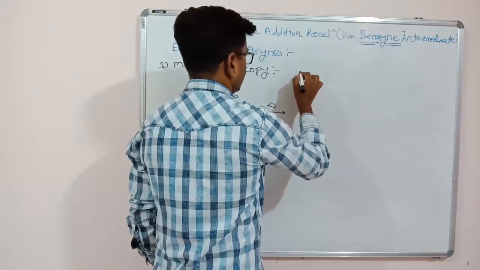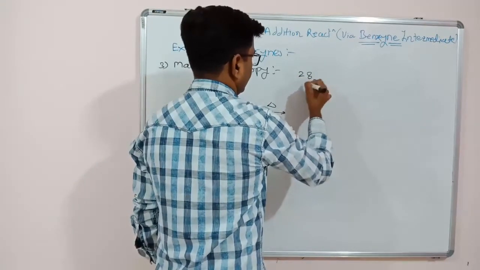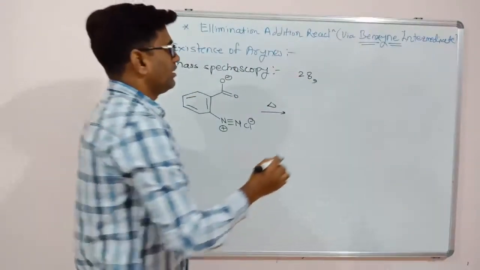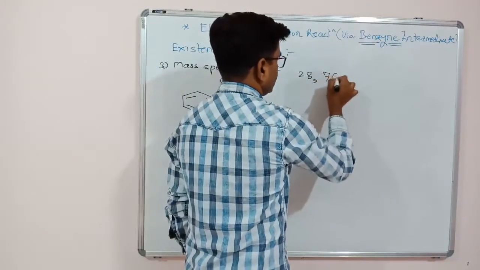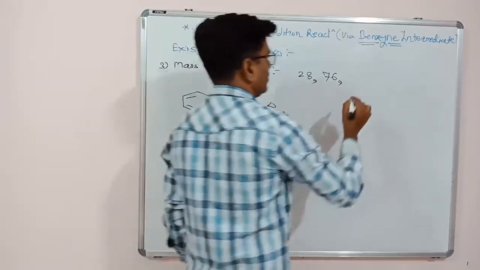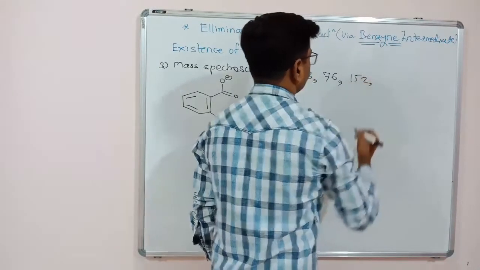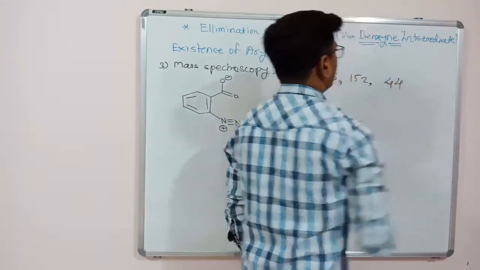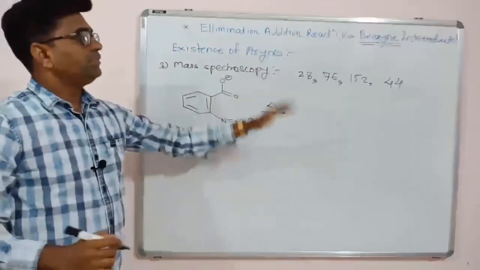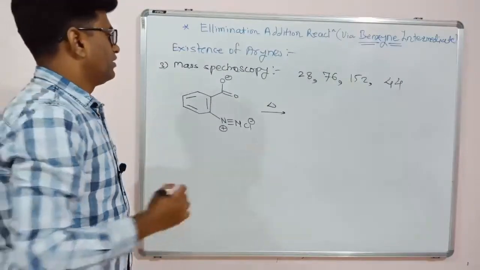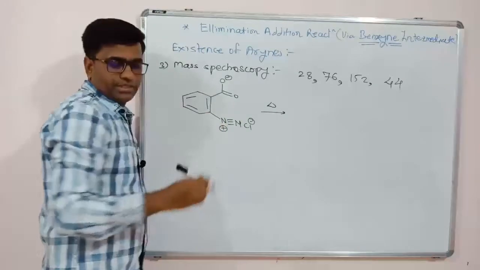signals. Those signals are 28, 76, 44, 152. So these are the 4 signals you are getting. So what are the products? See here the mechanism.